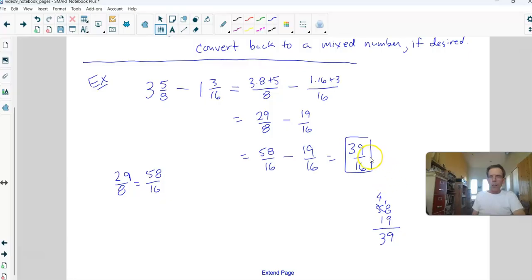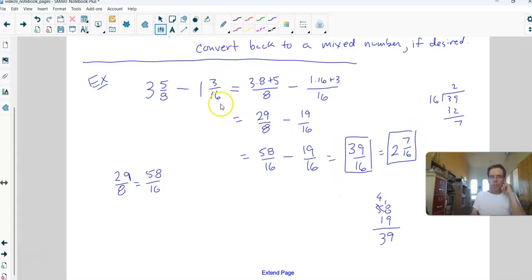And then we said we could convert. That's an improper fraction. And if we want, we could convert back to a mixed number. How would we do that? Well, we have to divide 16 into 39. We know 16 would go in twice. 2 times 16 is 32. Subtract, and we get 7. So this is really 2 and 7 sixteenths.